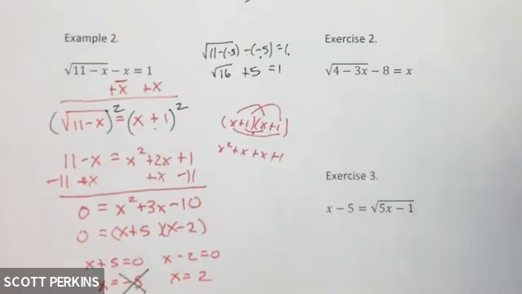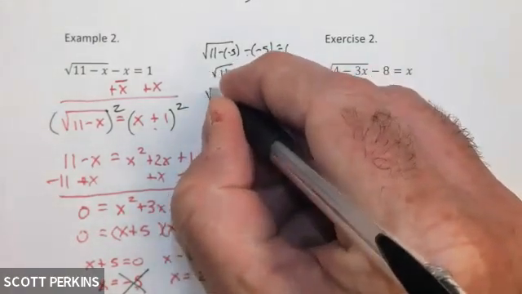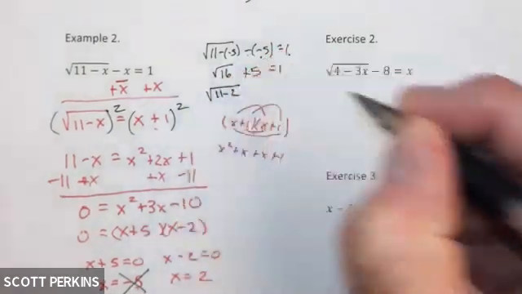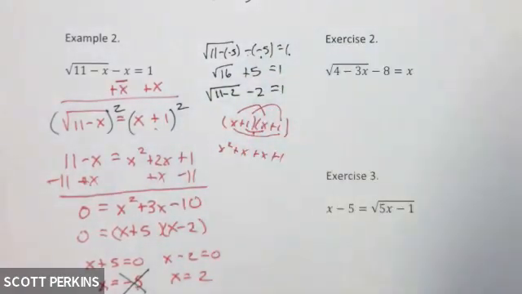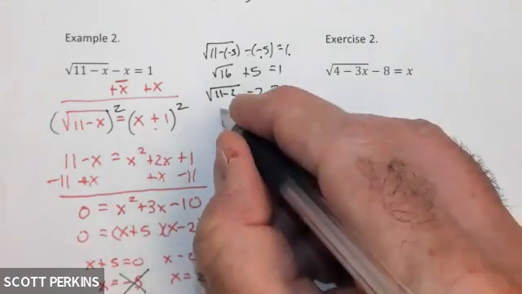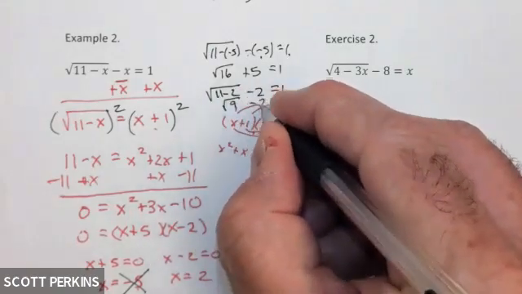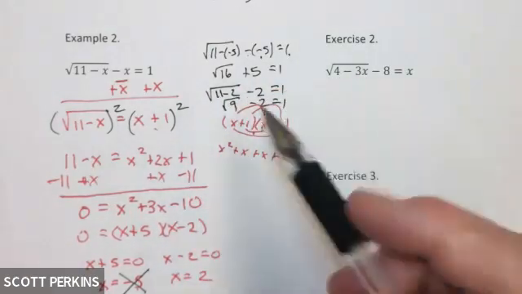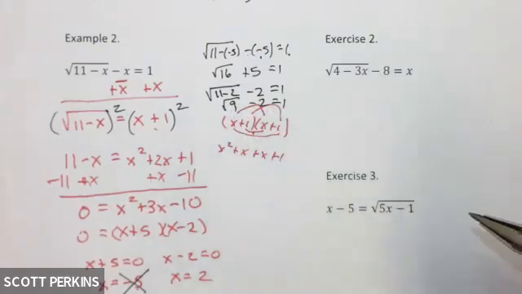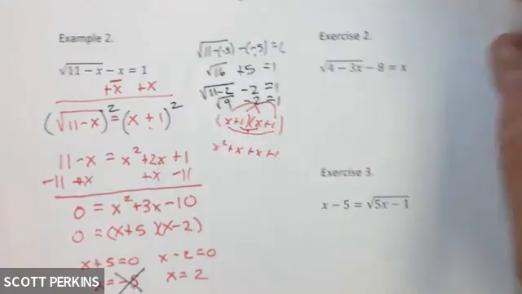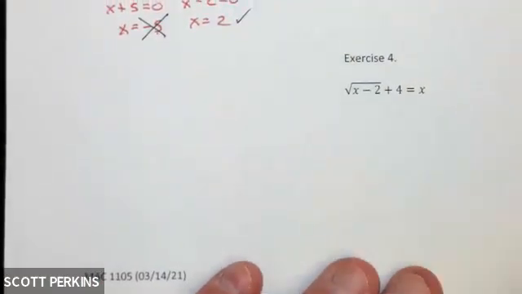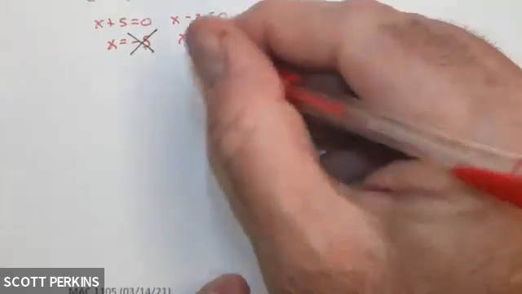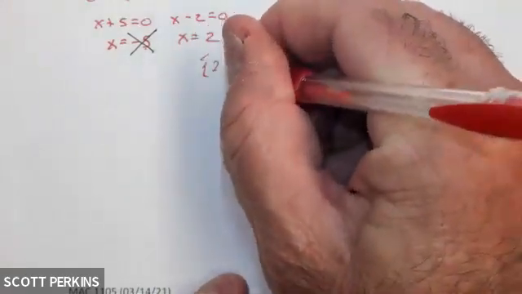I'm going to do the same thing. So I've got under the radical the square root of 11 minus 2, and then outside, minus 2 equals 1. 11 minus 2 is 9, so that's the square root of 9 minus 2 equals 1. So that's 3 minus 2 is 1. That one checks out. Okay, so that's good. At least all of my work seems worth it because one of the answers did check out and work. So my solution set is the set with 2 in it.